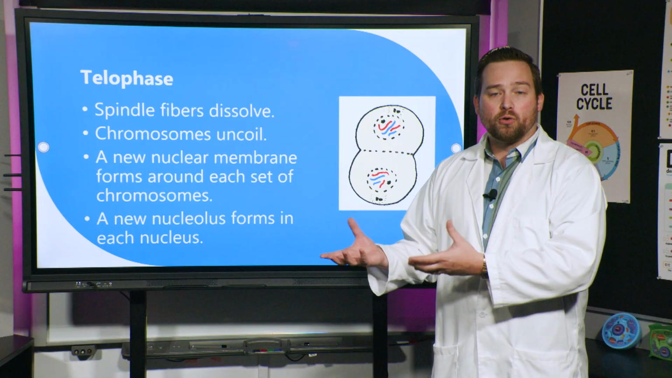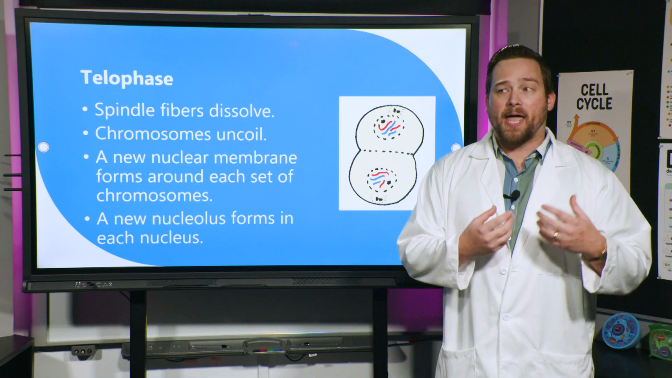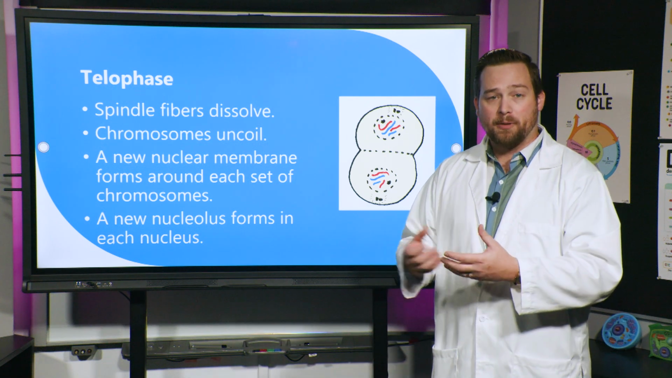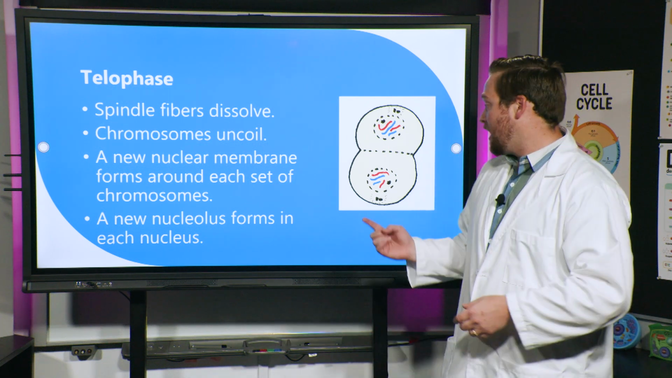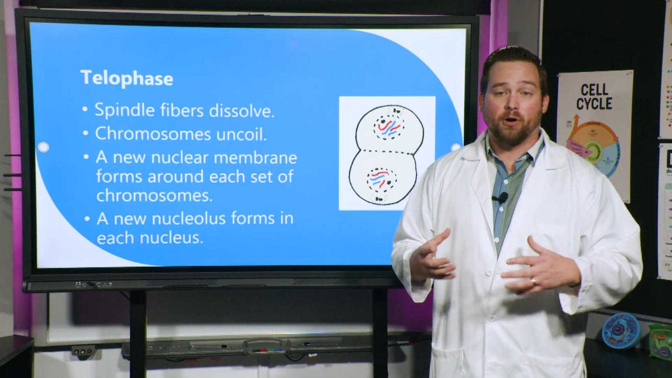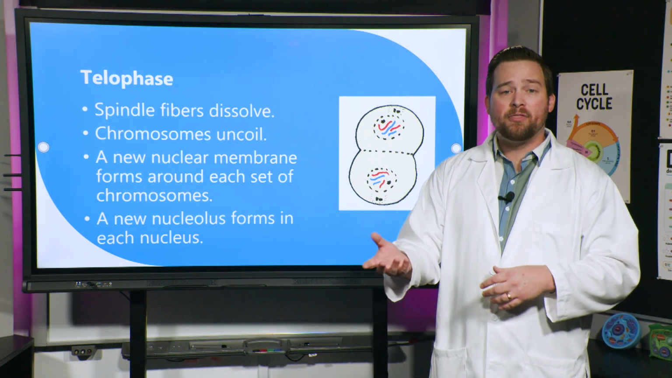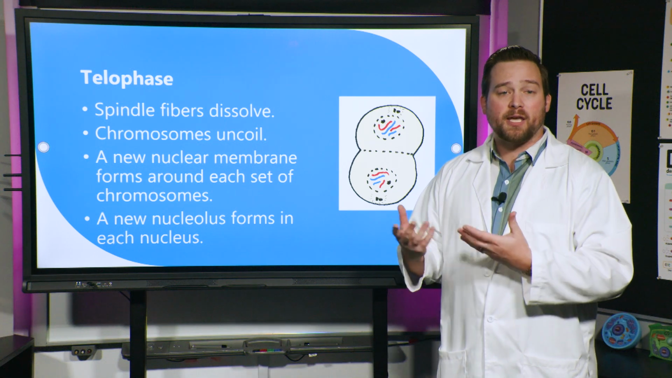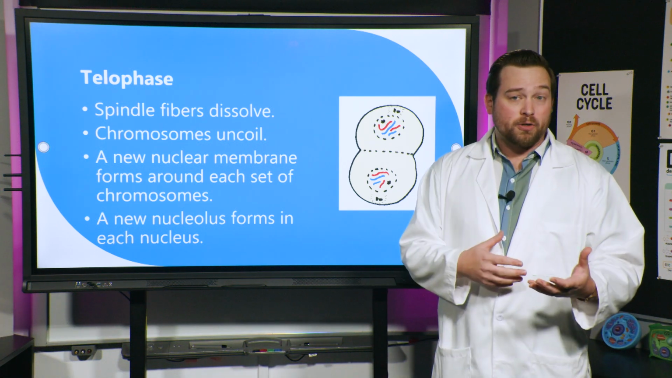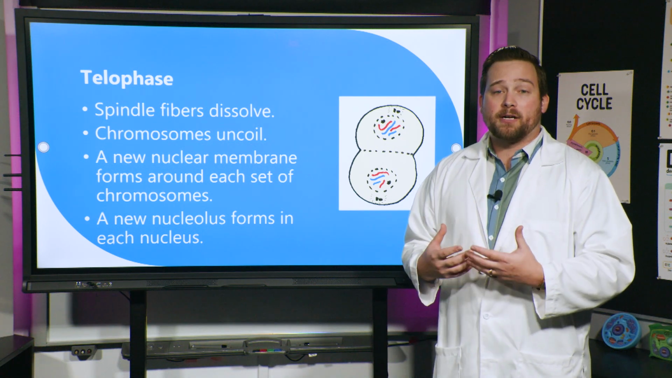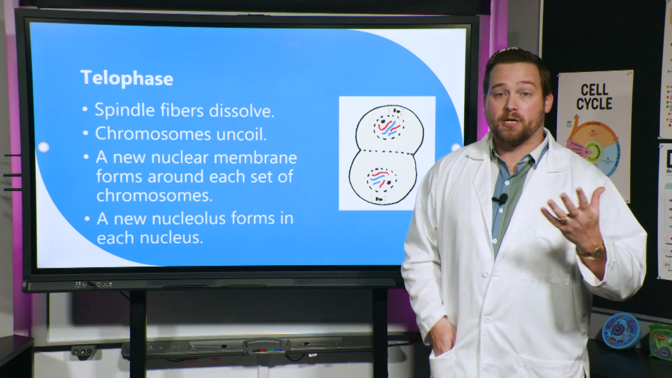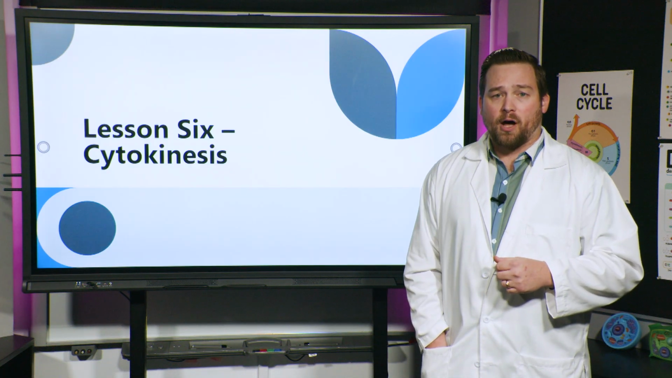The nuclear membrane, the envelope, and the nucleolus are all going to come back, so a new nuclear membrane forms around the chromosomes. That's what these dotted lines around the chromosomes are. That's the nuclear envelope reforming. And then a new nucleolus forms in each nucleus as well. So again, telophase is kind of the reverse of prophase. A good way to identify it just based off of a picture is, if it looks like two cells, it's probably telophase.